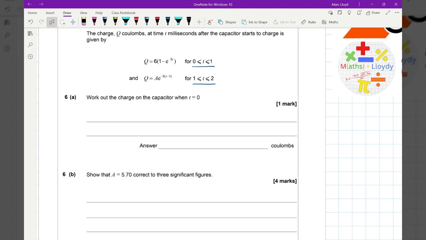Work out the charge of the capacitor when t equals 0. To show this, I'll look at the e bit first. e to the negative 3t becomes e to the negative 3 times 0, which is 0. So that's going to be e to the 0, which is just 1. Then in that bracket, you do 1 minus 1, which gives you 0, and when you multiply it by 6, you still get 0. So for this question, it's 0.